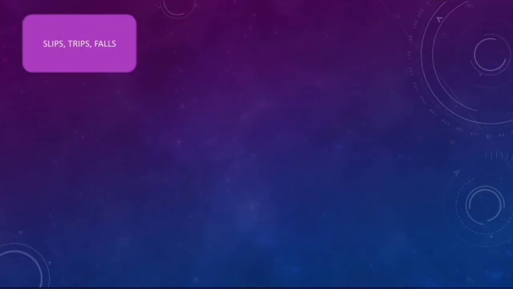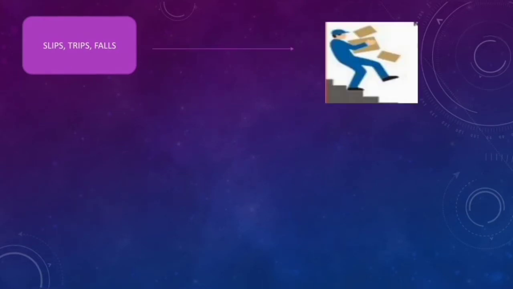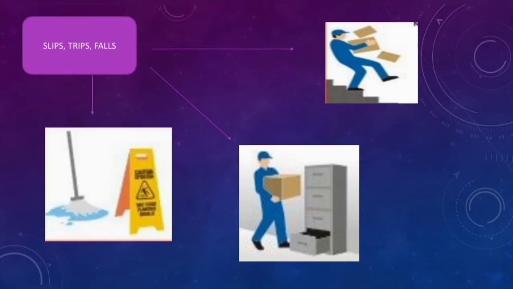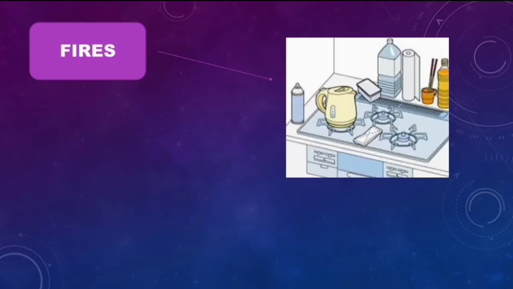Next is how to eliminate slips, trips, and falls. First is do not block your view when transporting objects. Make sure that you can see where you're going. Second is to close the cabinet after using it. And the other way is to use signage to inform people.